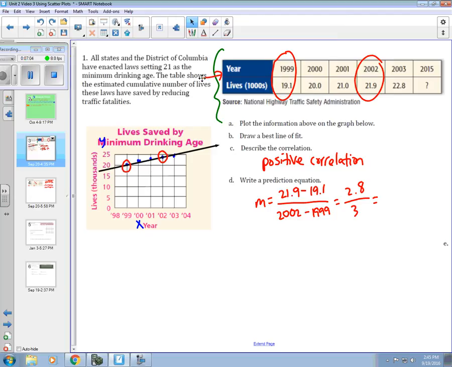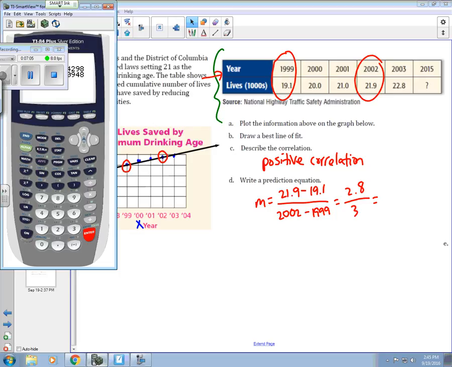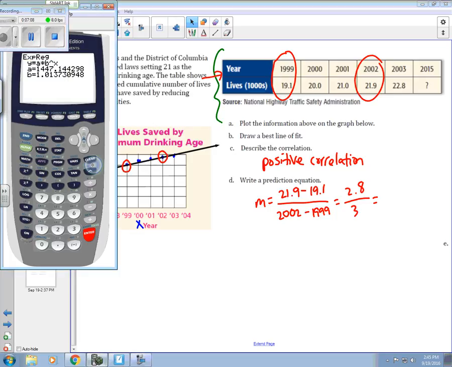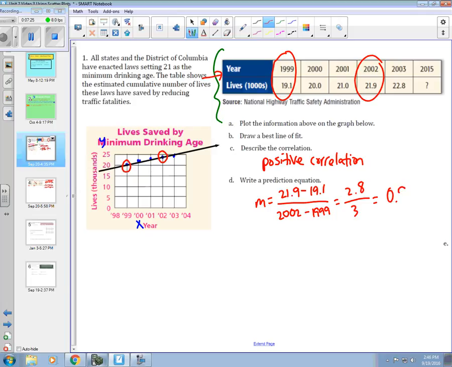So if we divide that out, we have 2.8 divided by 3. Looks like we get a roughly 9.33333 as our slope here. And again, this is an estimation. Let's round it off at 9.3. Since it's not going to be exact anyway, we can approximate. Now that's the slope.